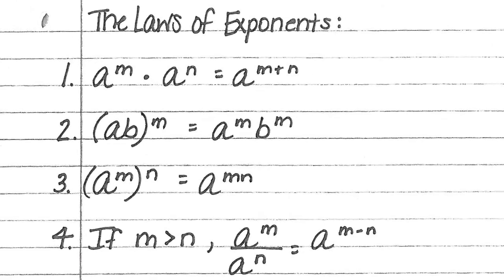The laws of exponents we are familiar with already. The first law: when I multiply, I add the exponents, only the exponents. When I have a b to the m power, remember this m goes to the a and to the b, to be a to the m times b to the m. A to the m to the nth, we are going to multiply those. And notice here they say if m is greater than n, we are going to subtract. Now I teach this a little bit differently, but when we divide, we do subtract, and we always try to keep it positive.